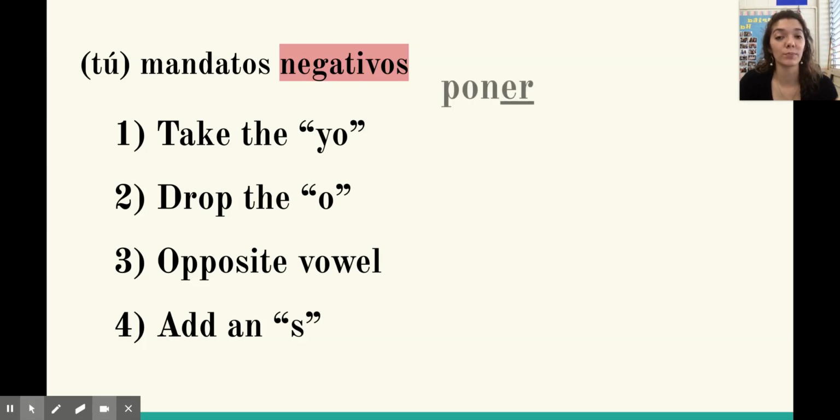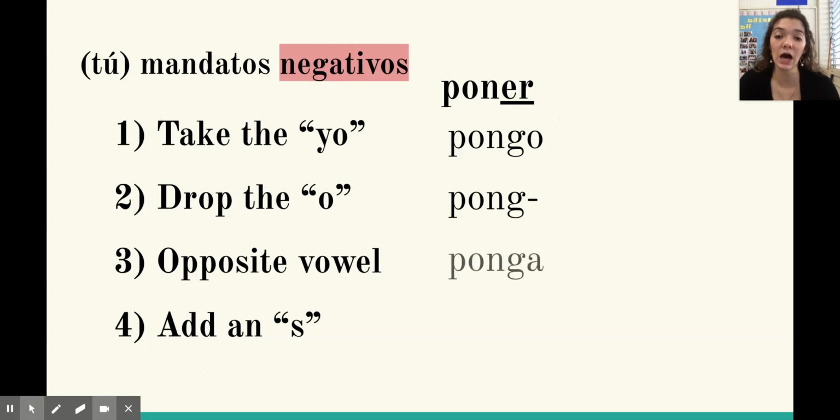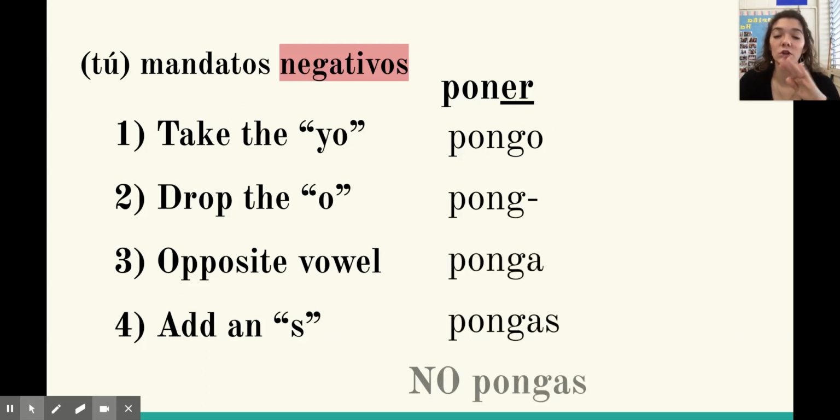Let's practice some more. Poner, chicos. Poner, in the yo form, in the present tense, is what? What is poner in the yo form, in the present tense? I hope you didn't write pono. Pongo, guys. Pongo. Con G. See, with a G. Pongo. We drop the O. Pong. We opposite vowel. This is an ER verb, so we're going to add a. Ponga. Add an S. Pongas. No pongas. Don't put. See? Don't put the shirt on the bed. I don't know. See? No pongas. Be careful.